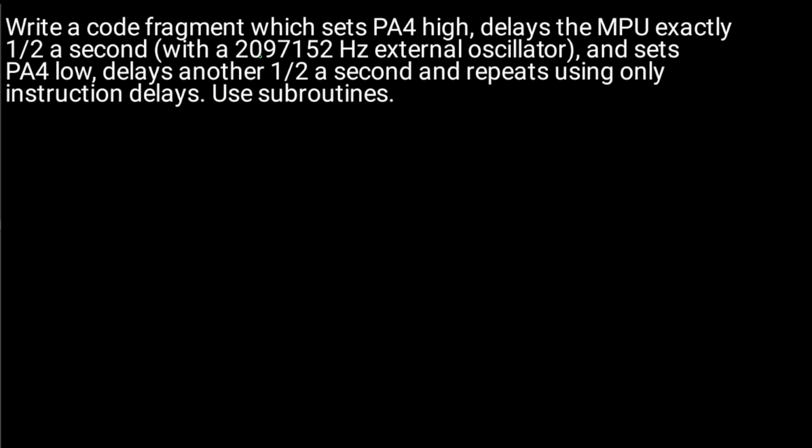Use subroutines. Okay, now let's go ahead and see how to do this. First, this is what we have been provided: the external oscillator, which is 2,097,152 Hz. Let's note this one down. External is equal to 2,097,152 Hz, and in order to find out the clock cycles per second, we have to find out the internal clock, which is the E clock.